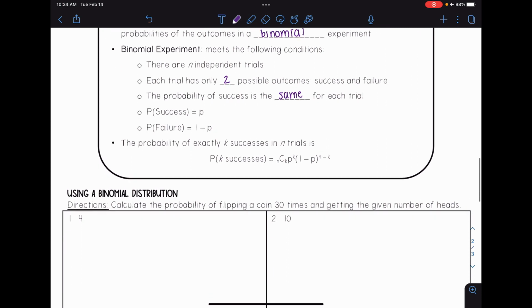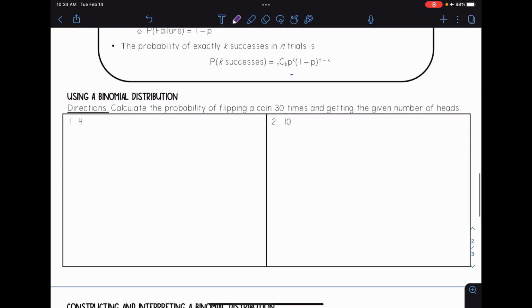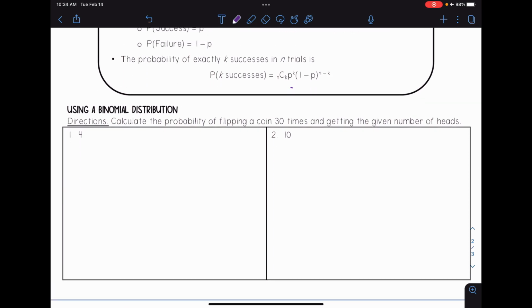And then we have this formula to find the probability of k successes. So the probability of exactly k successes in n trials is nCk, so our combination formula there, times p raised to the k power times 1 minus p raised to the n minus k power. So let's go through a couple of examples of using a binomial distribution. We're going to calculate the probability of flipping a coin 30 times and getting the given number of heads. So for this, we're going to be using this formula right here.